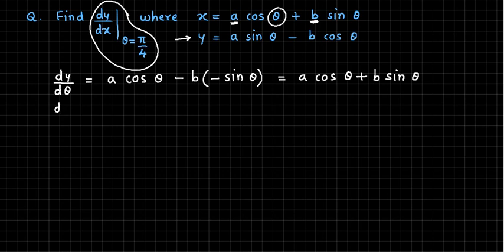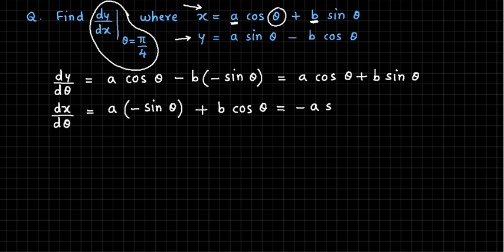Similarly, let's find out the derivative of x with respect to theta. Now x is given by a cos theta, so the derivative will be a into derivative of cos, which is minus sine, plus b into derivative of sine, which is nothing but cos, so that will be b cos theta. So just to rewrite that, it is minus a sin theta plus b cos theta.